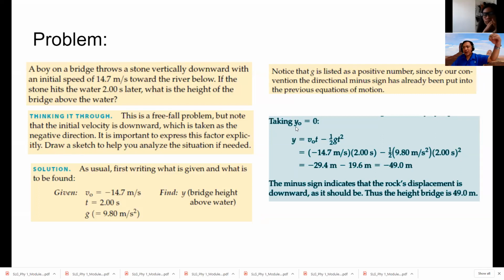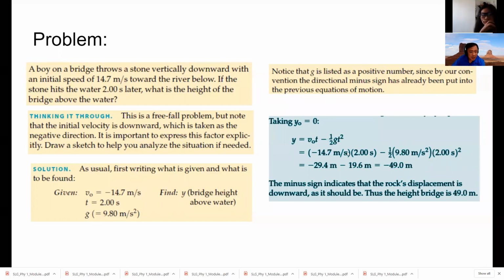Okay? He threw it down from the bridge, so y is downward. So you're expecting a negative answer because it goes down, the final displacement. So y is equal to v naught t minus 1/2 g t squared. So v naught is negative 14.7, time is 2 seconds, minus 1/2, and then g is 9.80 meters per second squared, 2 seconds squared.